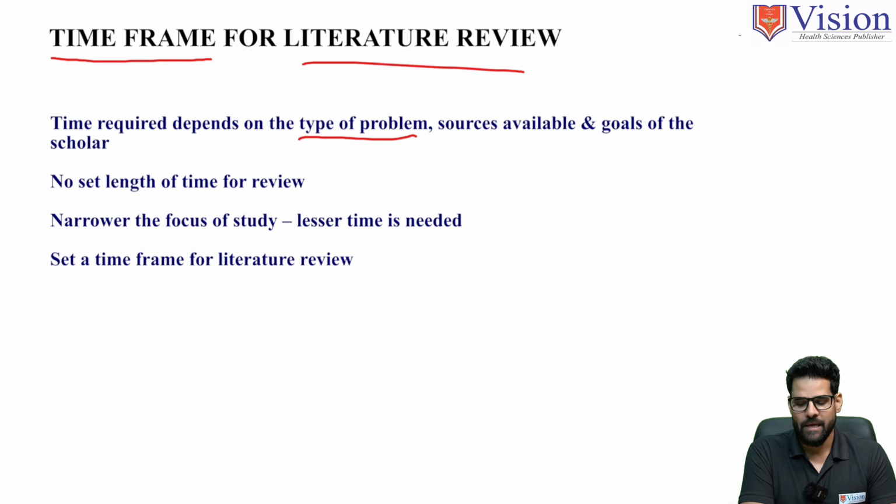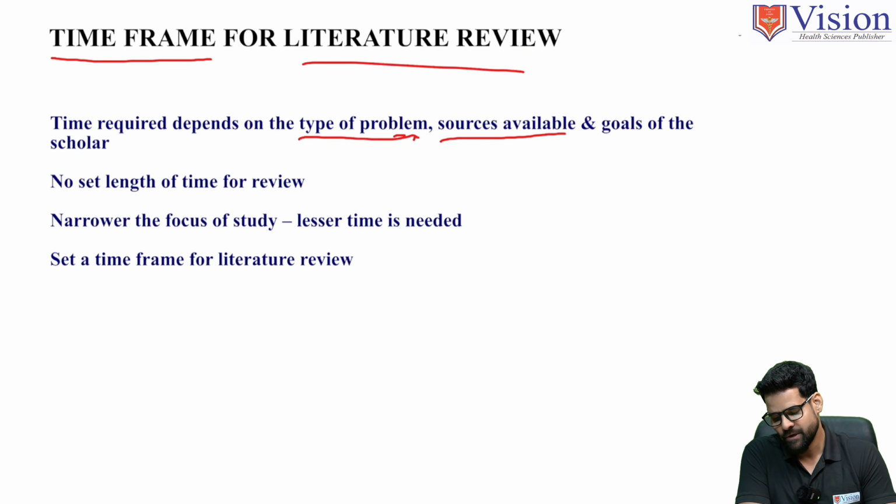So dear students, it depends on the type of problem you have. For example, if you are doing research on a very common topic, maybe within a few hours you will be able to complete your literature review. But if you have taken a topic that is very rare, where you hardly find any researcher, you have to spend more time on that. Source availability: if you have access to a good database like CINAHL, PubMed, Scopus, or access to the internet, you can complete it in a brief time.